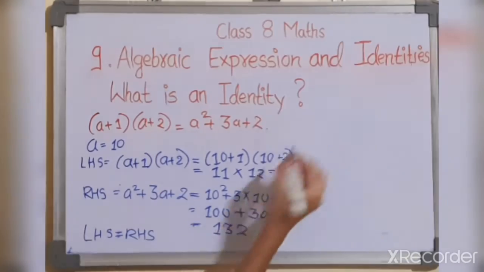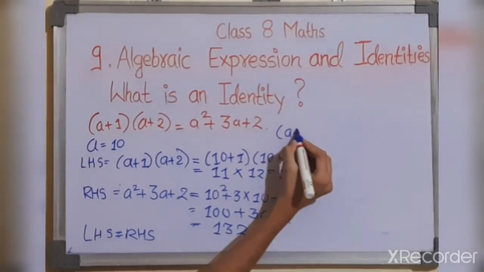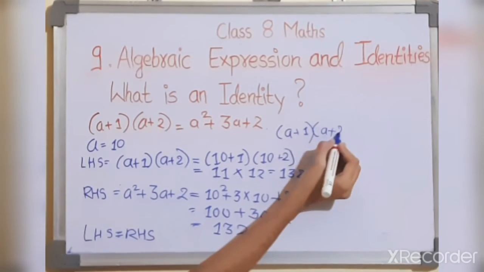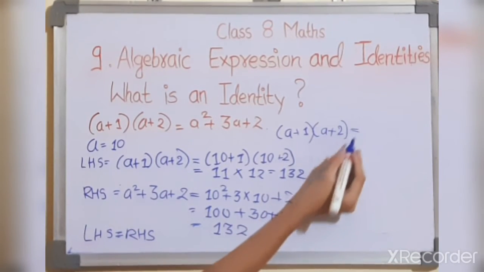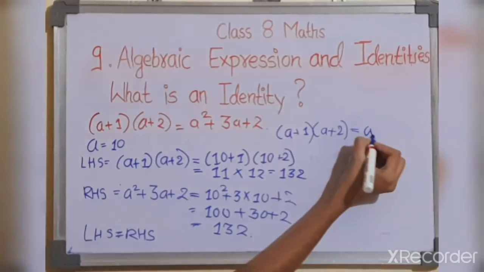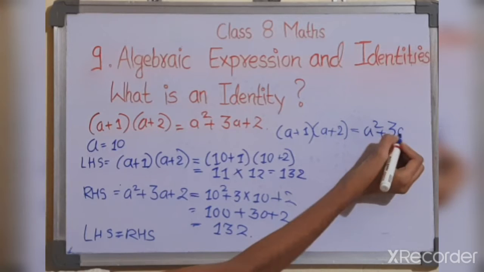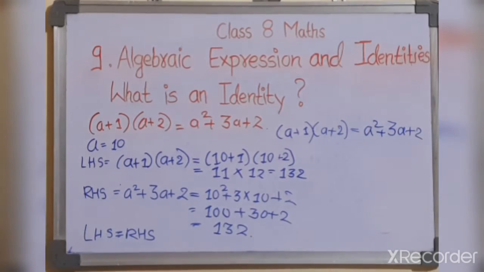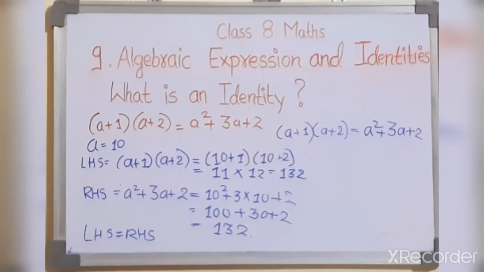Thus, (a + 1)(a + 2) is equal to a² + 3a + 2. So this is an identity that is true for every value of the variable in it.